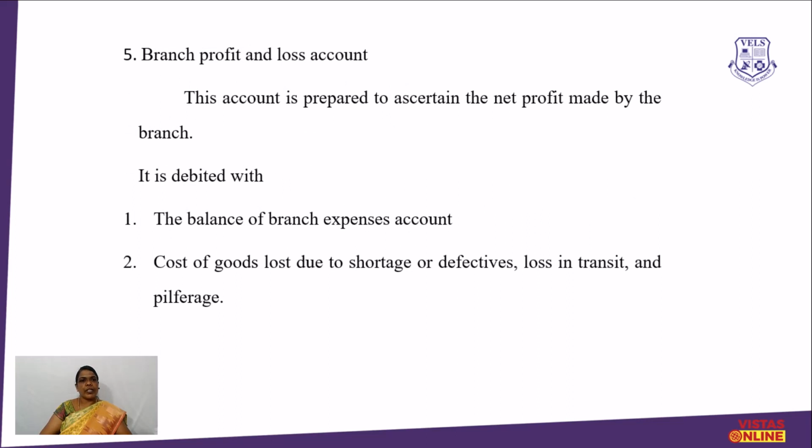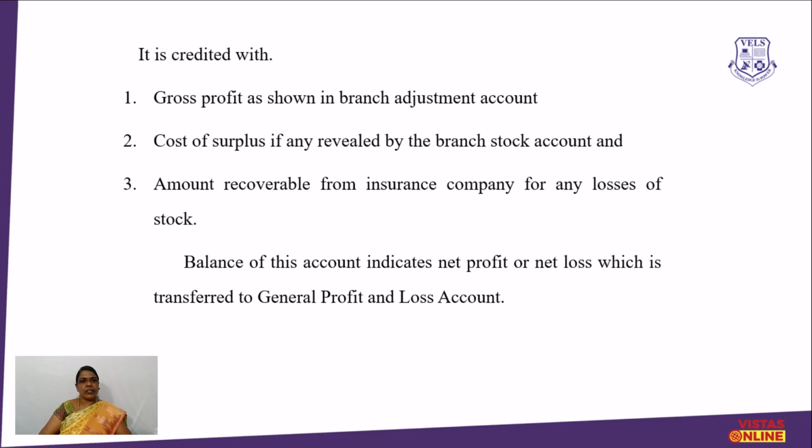Then we can see the branch profit and loss account. The branch profit and loss account is prepared to ascertain the net profit made by the branch. It is debited with the balance of branch expenses account, then the cost of goods lost due to shortage or any defectives or any loss in transit and pilferage. It is credited with the gross profit shown in the branch adjustment account, the cost of surplus if any revealed by the branch stock account, then the amount recoverable from the insurance company in case of any losses in the stock.